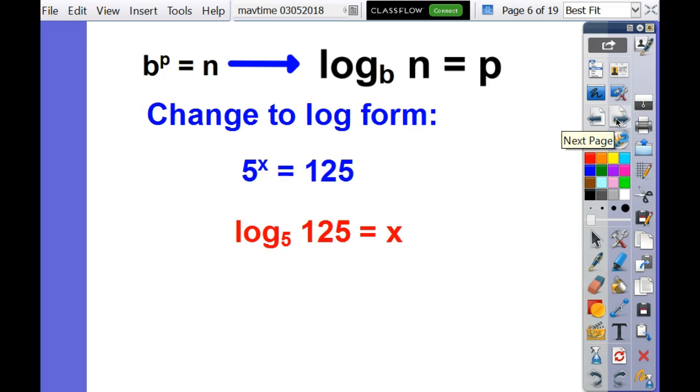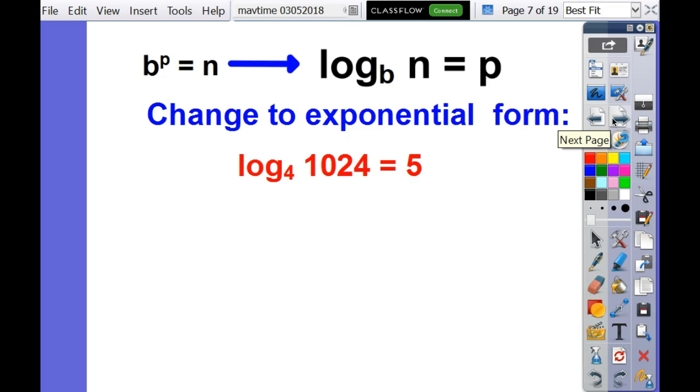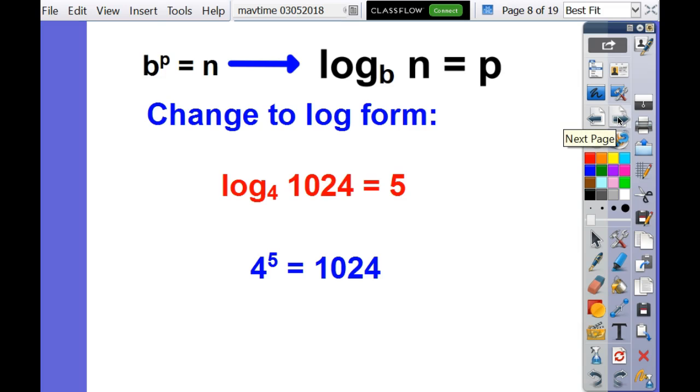Did you write it correctly in log form? Now, what we're going to be doing in just a few days is solving for that x. Does anybody happen to know what that x would have to be? 5 raised to what power would be equal to 125? I see the correct answer in the back there. It is 3. X would be equal to 3. Can you write this log equation in exponential form, please? How'd you do?